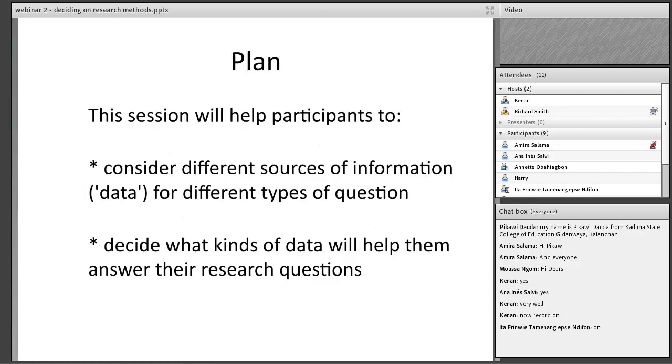So let's go straight on into the plan for today. I hope that this session will help you to think about the different kinds of information, or the technical word is data, in research, for answering different types of questions. Because another thing that we talked about last time, and if you haven't seen that webinar, you might like to watch the recording, which is on the ReSIG website, is that we also talked about different kinds of question.